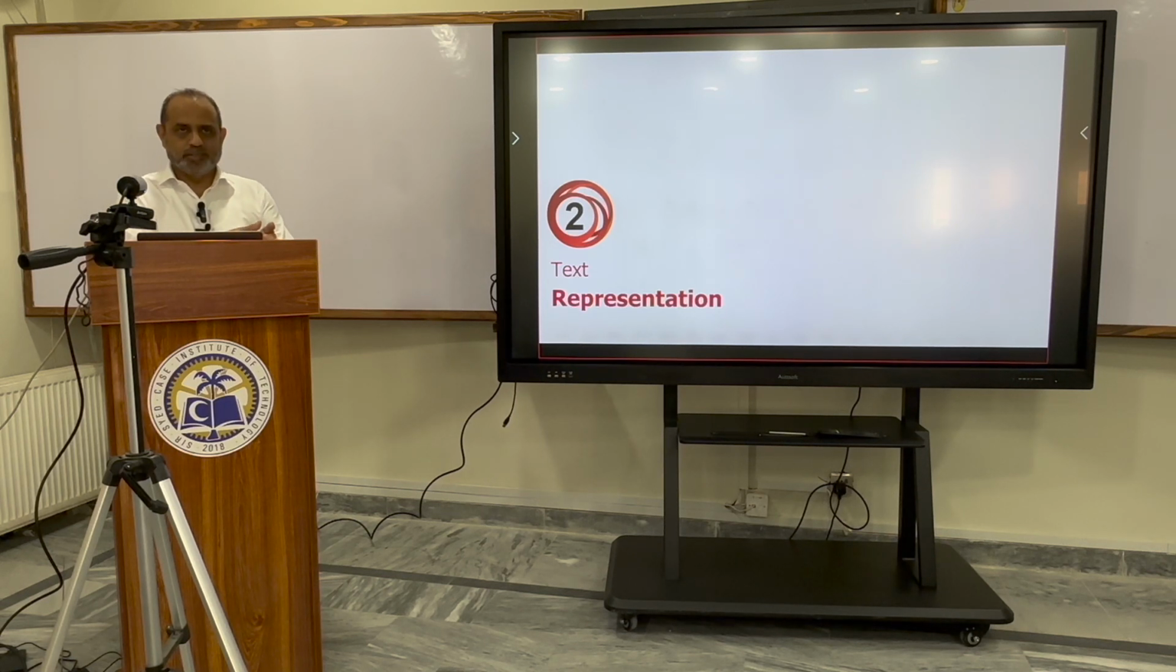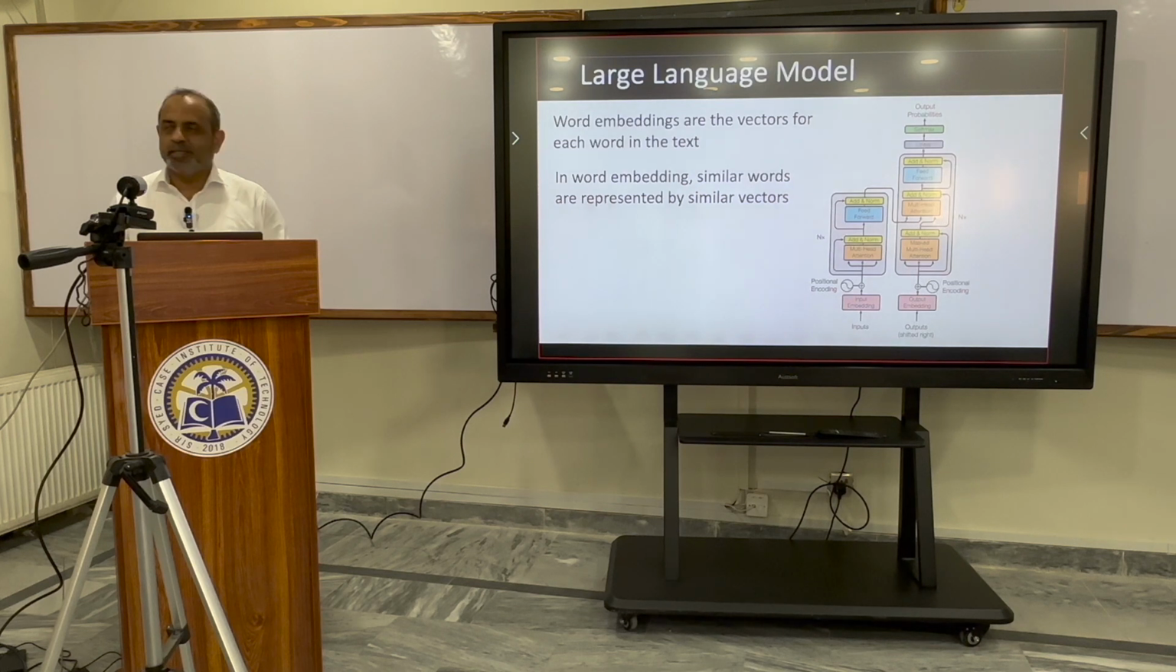Knowing this, what we are just going to learn is text representation, how the text works. This is the model from the paper "Attention Is All You Need", which they use for translation: you feed in English, it gives you French; you feed in Arabic, it gives you this.